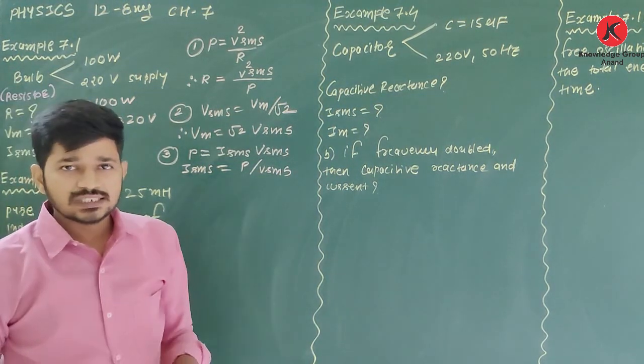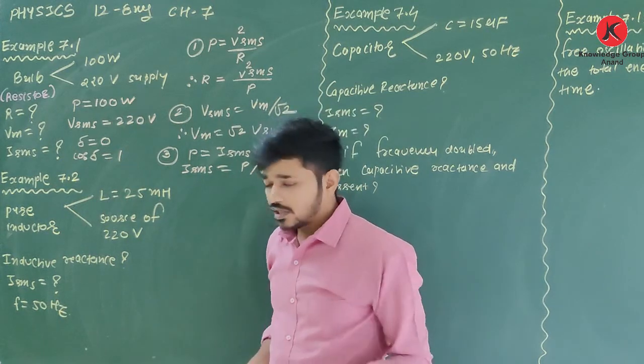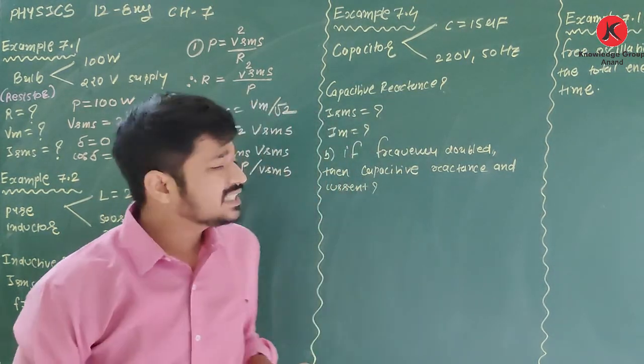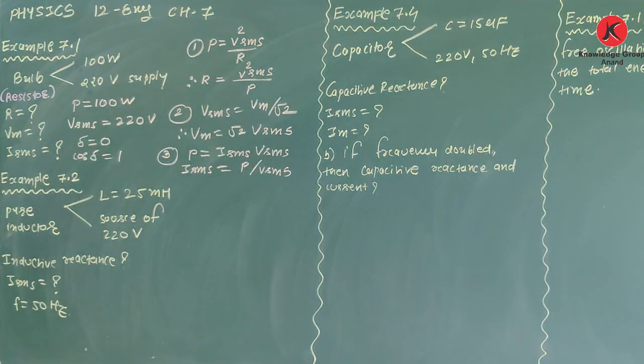See, students, in this chapter you have to remember equations, just equations, and it is based on calculation. Second question, example 7.2. Here you are given one pure inductor having inductance L equal to 25 millihenry. It is connected with a source of 220 volt. You have to find the inductive reactance and IRMS. Frequency is given, that is 50 Hz.